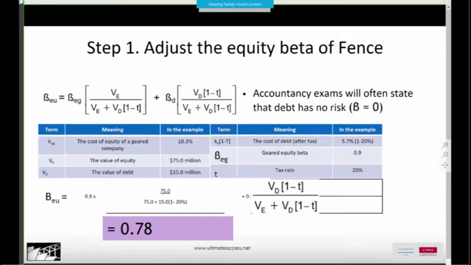That's quite logical. The shareholders consider that the shares are more risky when the company has got debt, so they have a geared beta of 0.9. They consider the firm is less risky when it's got no debt, so it's got a beta of 0.78.